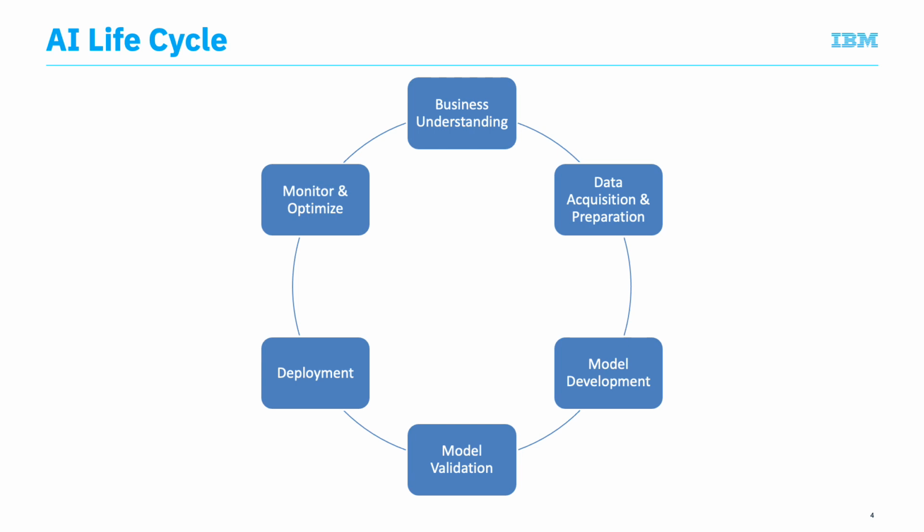The fourth stage is model validation. This is a stage where one validates and confirms that models are built as intended. The fifth stage is deployment. This is a stage where the validated model is put for production and used to solve the actual business problem in a larger business process. The final stage is monitor and optimize.